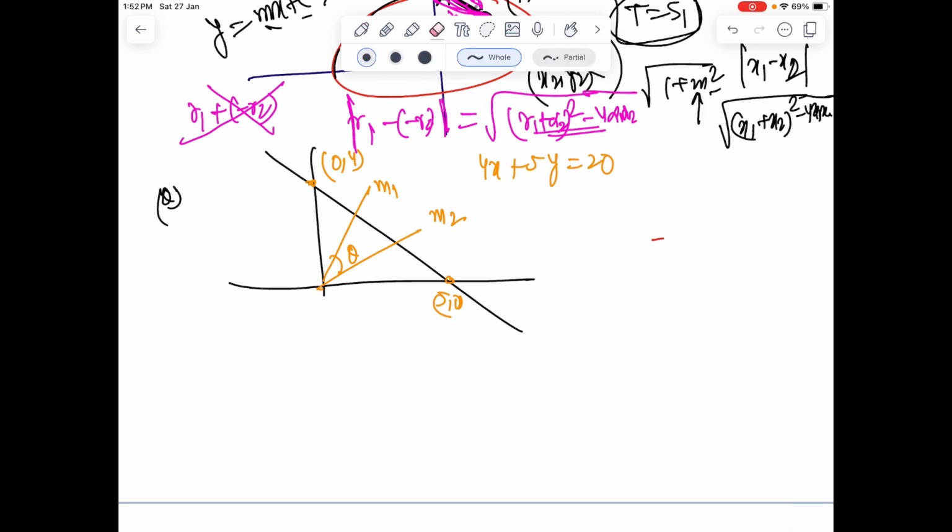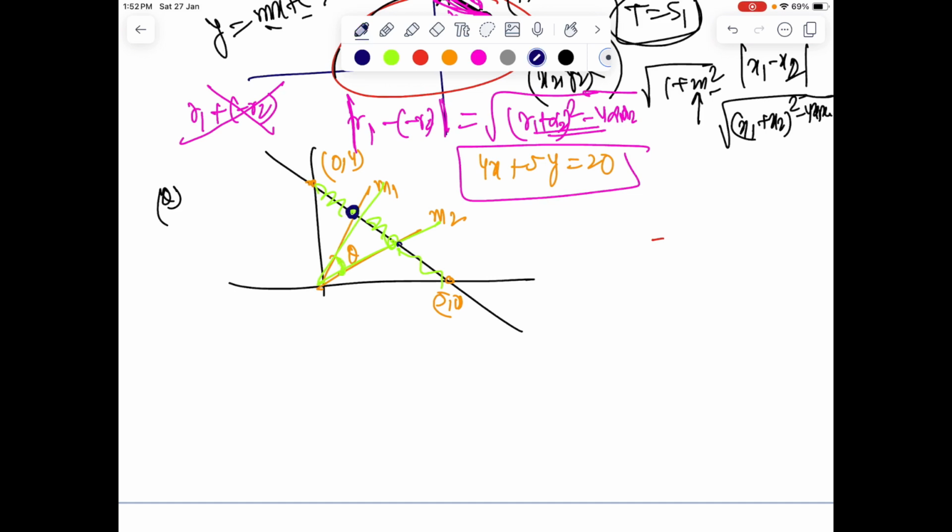Next question was again from coordinate geometry and it is again a basic question. So there was a line 5x plus 4y equals 20 and there are two lines passing through the origin which trisect this line. Trisects means these three parts are equal. We need to find the angle theta.